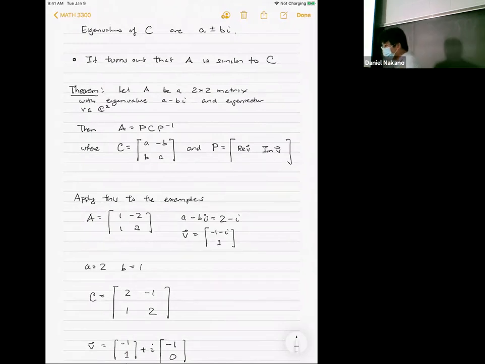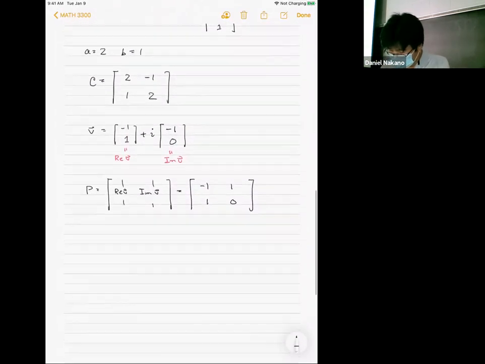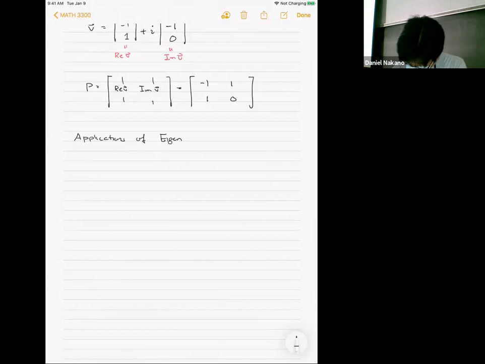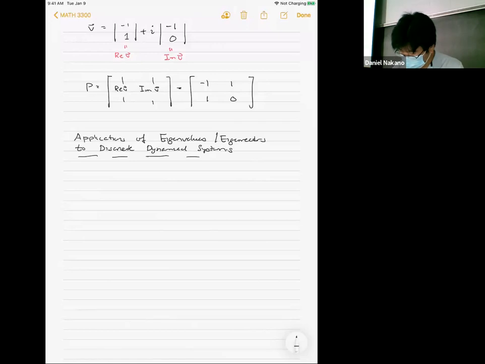Good. That finishes the section on complex eigenvalues. What I'd like to do next is show you some applications of eigenvalues, and let's say eigenvectors, to discrete dynamical systems. That's what we're going to look at next.